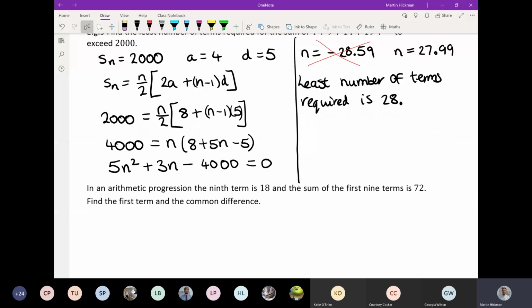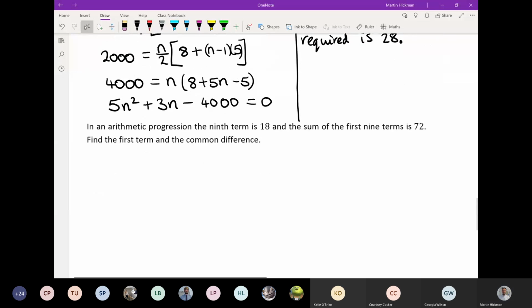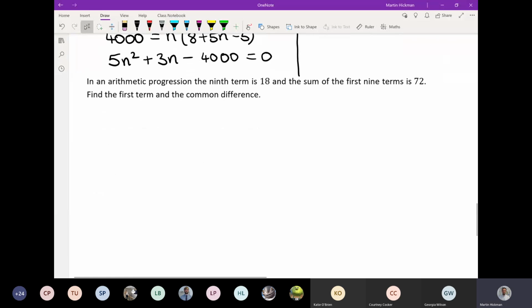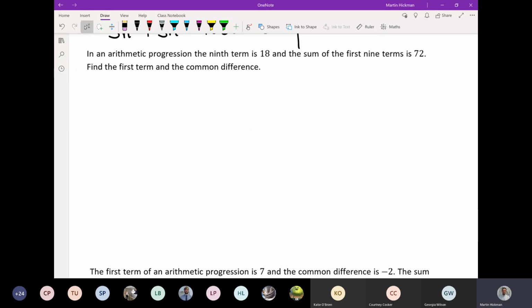So final two questions. These were, I believe, taken from previous past papers. In the arithmetic progression, the 9th term is 18 and the sum of the first 9 terms is 72. Find the first term and the common difference. So you're told in this progression, the 9th term is 18. So we need to think back to yesterday and use the first formula that we met.